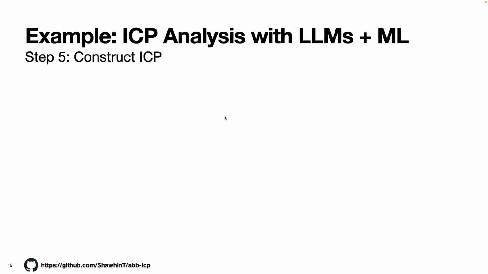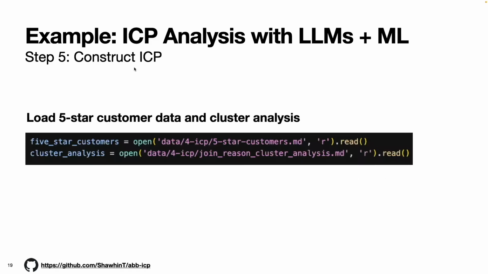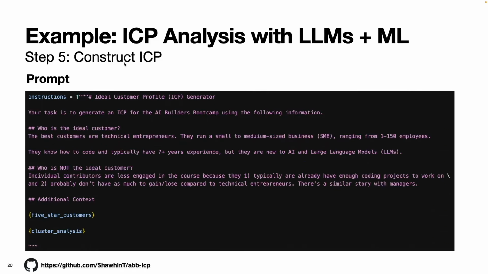And the last step is actually constructing the ICP. Here I loaded two things. We have that cluster analysis, which we just talked about on the previous slide, but then I also got an extract of all the customers that left a 5-star review and formatted their responses and data in this Markdown table. And now we can use both of these when constructing the ICP. Here I'm having GPT create the ICP for me. And so this is the prompt I used.